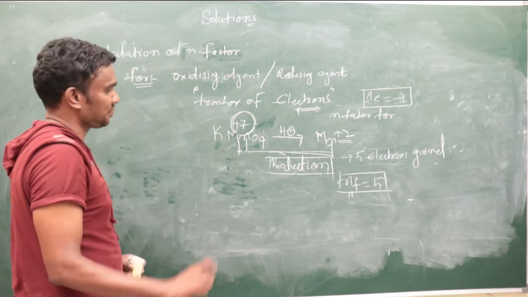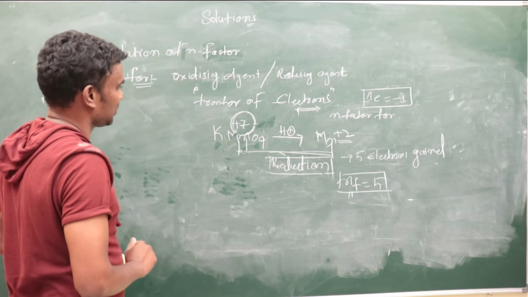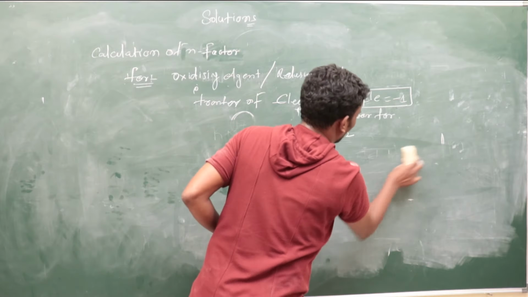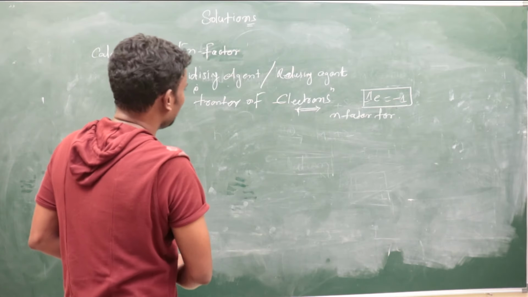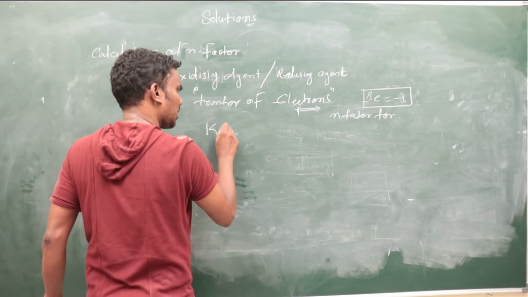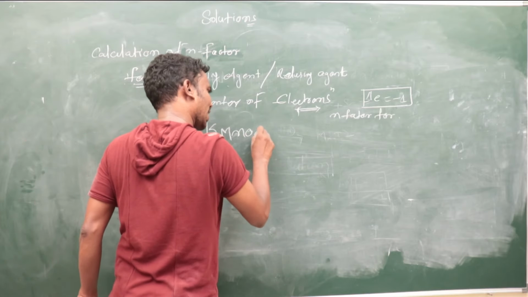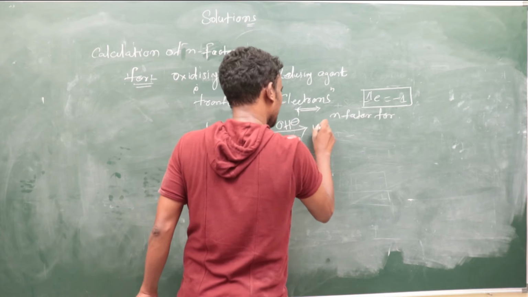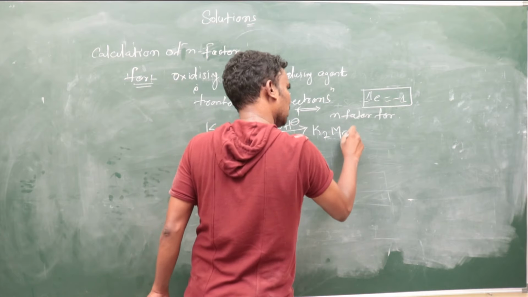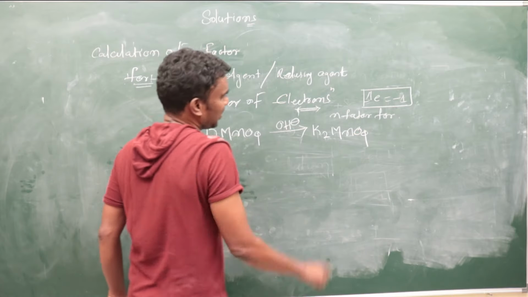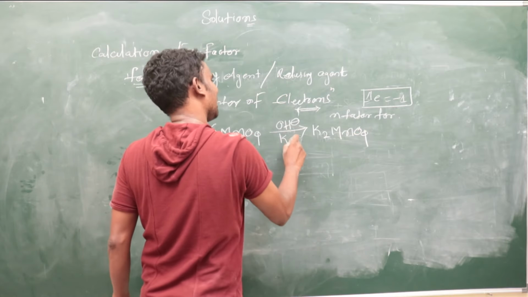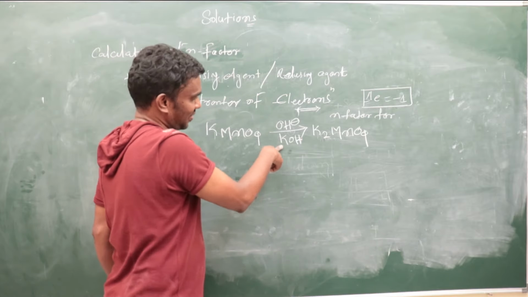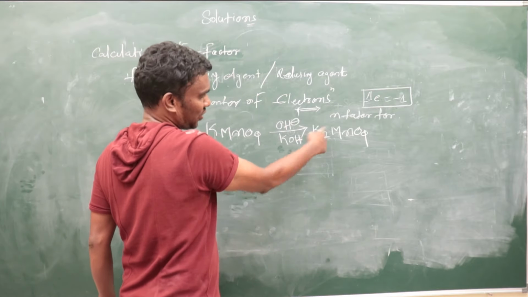So this is about acidic medium. What about basic medium, sir? In basic medium, KMnO4 with OH minus, which means basic medium, gives K2MnO4. How does the K2 come? From KOH, which is a base. It takes that and forms K2MnO4.